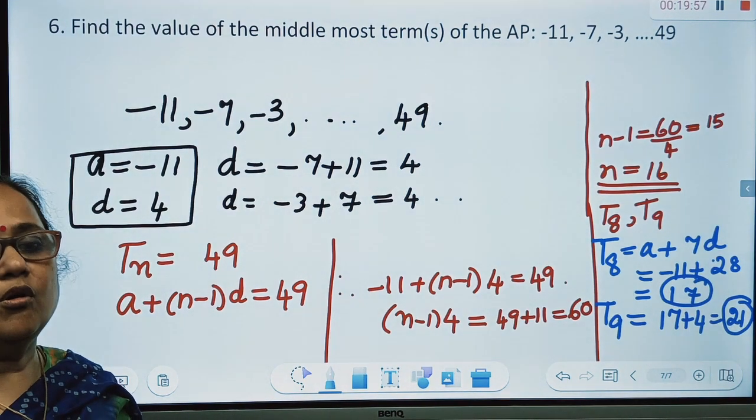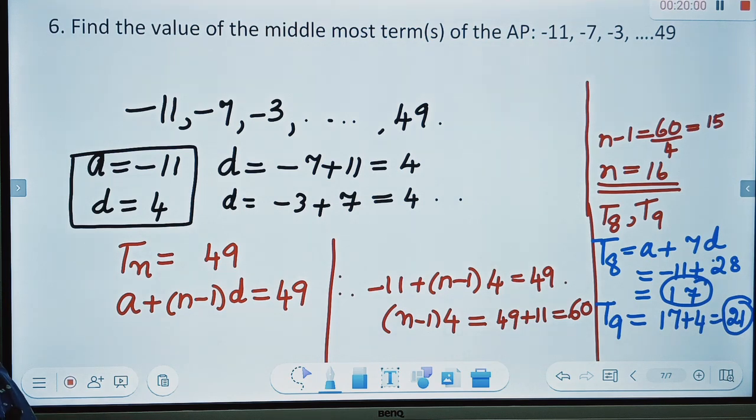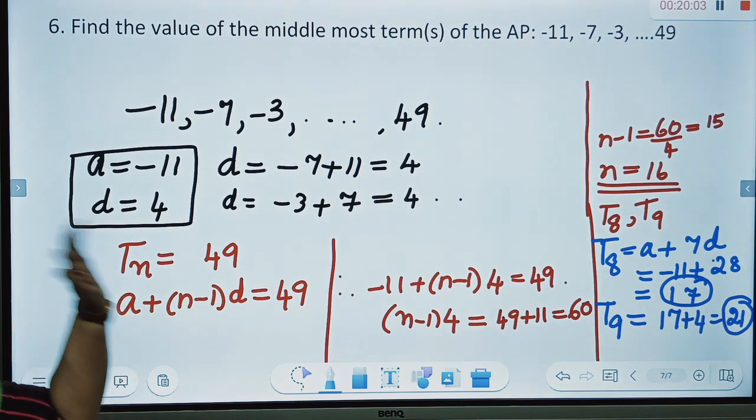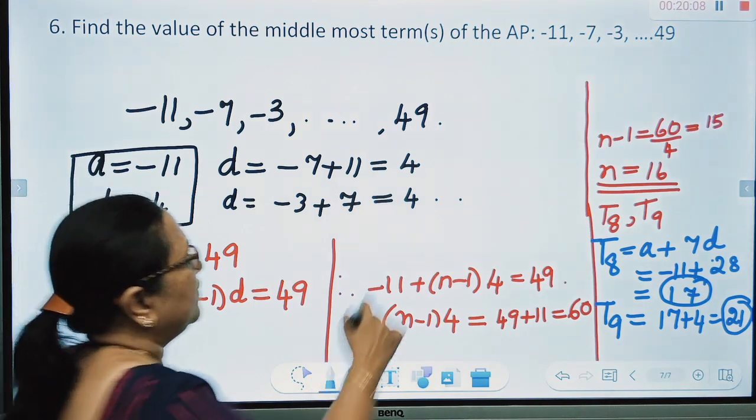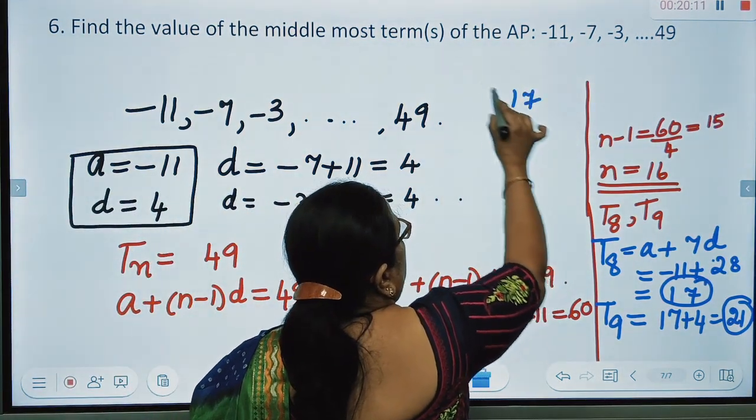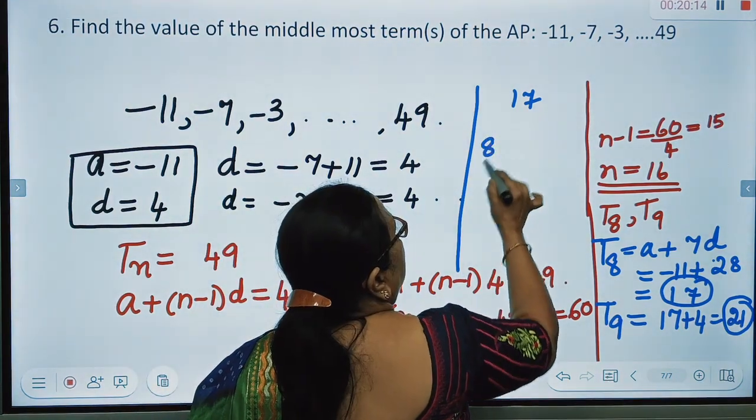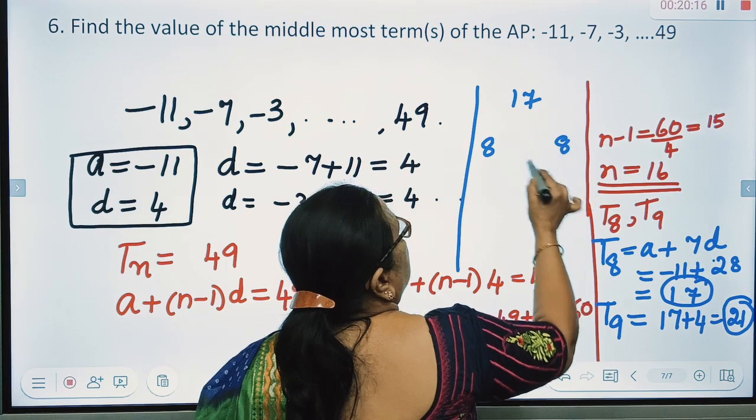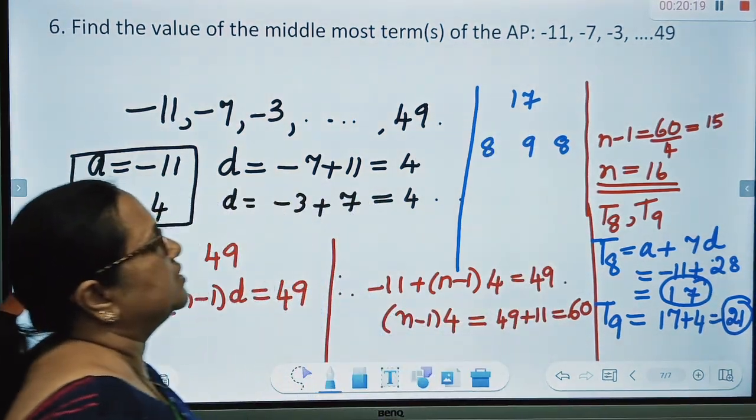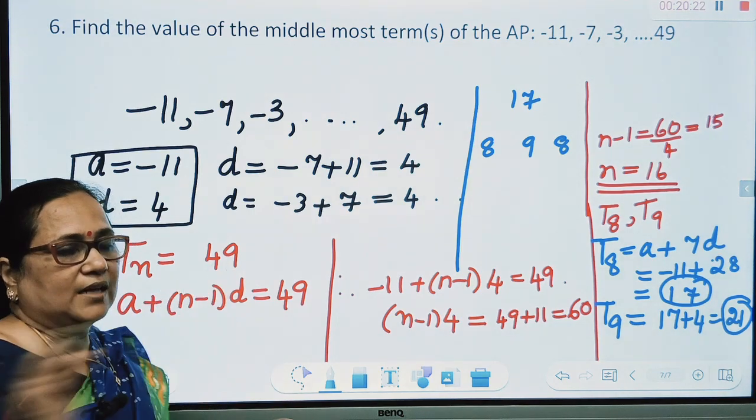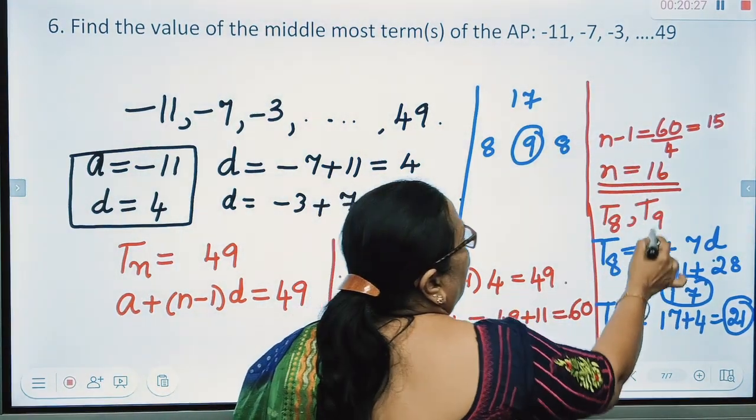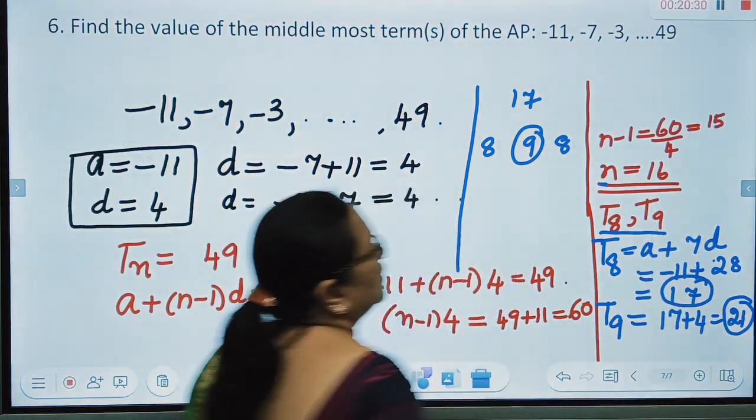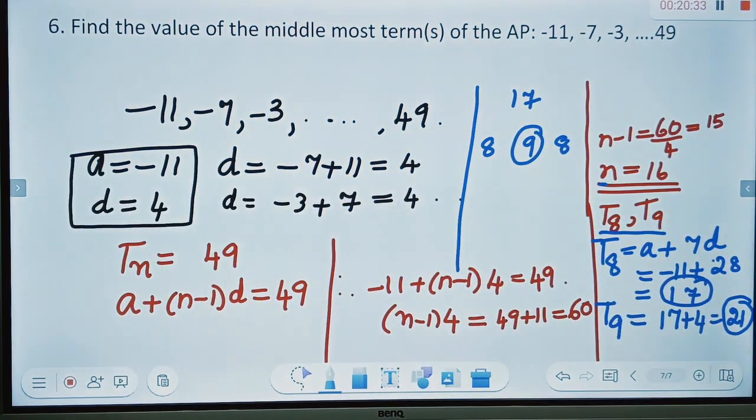So are you able to follow how to find the middlemost terms? Suppose there were 17 terms. If I have 8 here and 8 here, then the ninth term will be the middlemost term, because there are 8 terms on one side and 8 terms on the other side. But here we have an even number of terms, 16 terms. Therefore, the 8th term and the 9th term will be the middle terms.